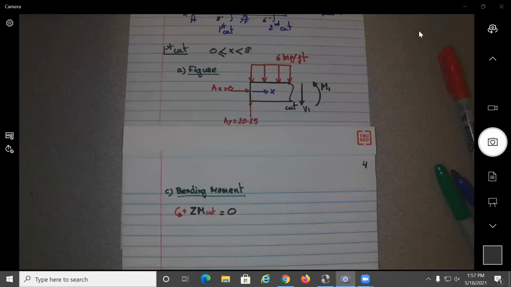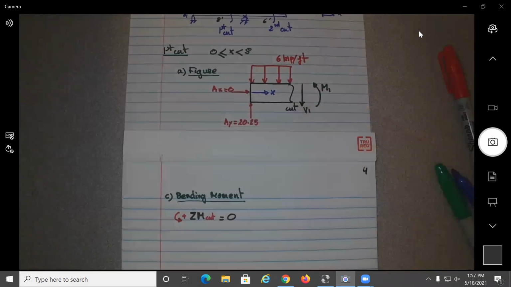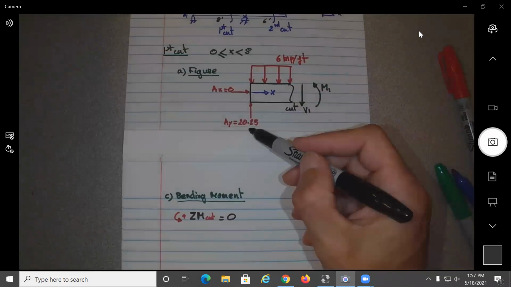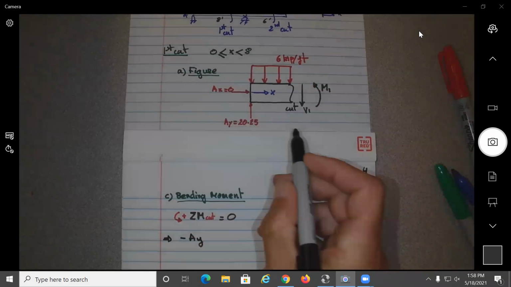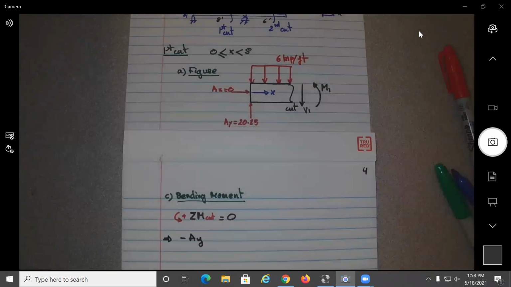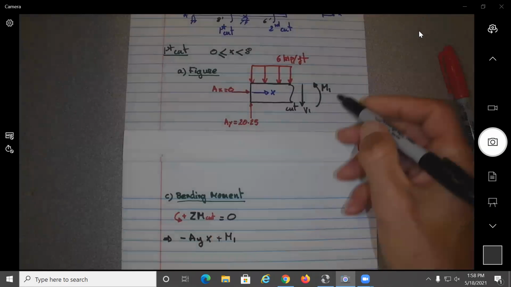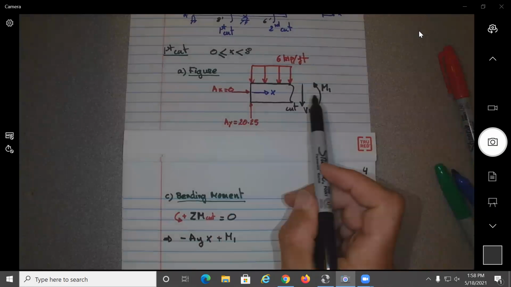Okay, so from the figure, what would you have if you take moments? So let's start by AY. AY will create what? A clockwise or counterclockwise? We create a clockwise moment, no? So that should be negative. That should be minus AY times, what will be the arm? X. Good. So now let's say plus, before I forget, I'm going to put M1. So we took the action of AY, we do M1.